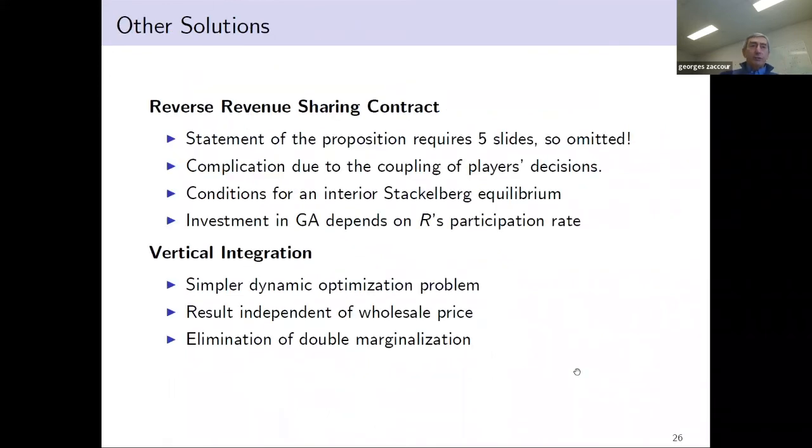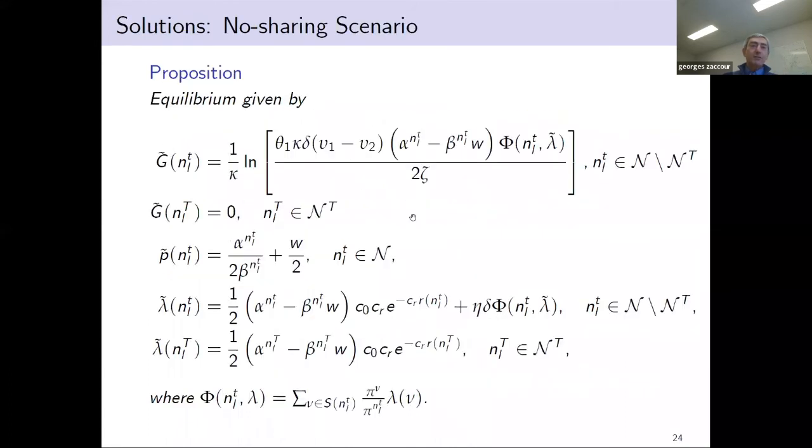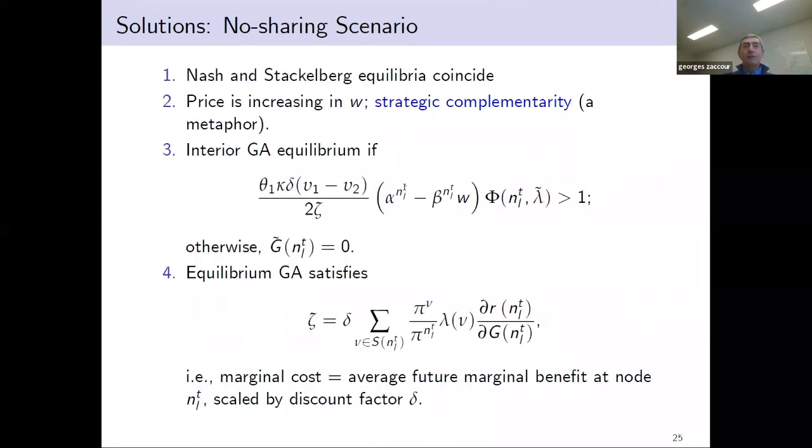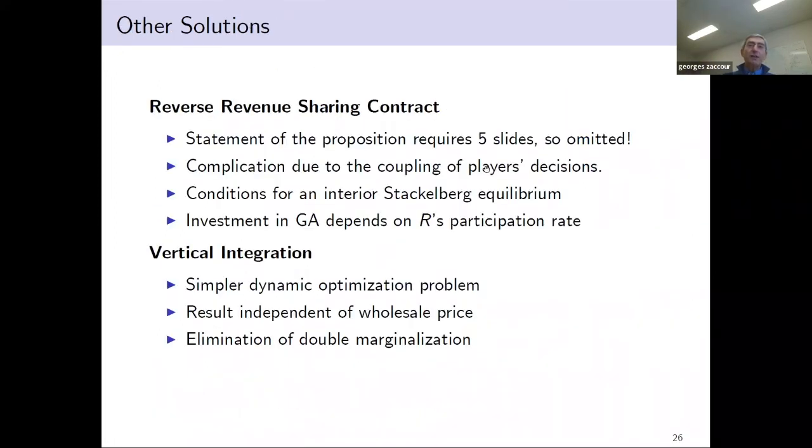Now for the other two cases, I wanted to show you the results in the reverse revenue sharing contract, but I tried really different ways of showing the result, and I could not do better than 5 slides. So I said in this case, it's useless to show the results. So I'm not showing the proposition, but it looks something like this, but multiplied by five slides. And why is it the case? Because everything is really coupled.